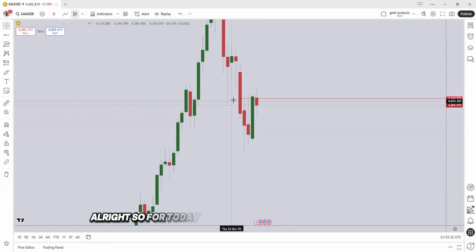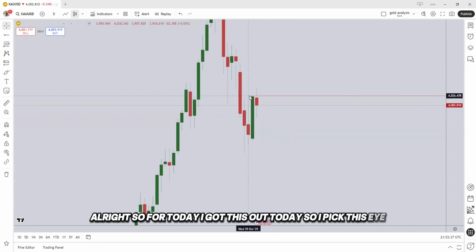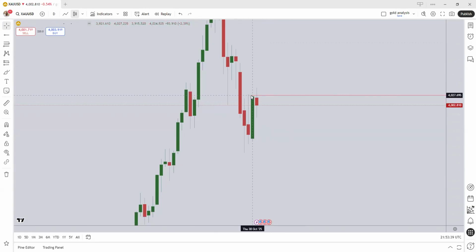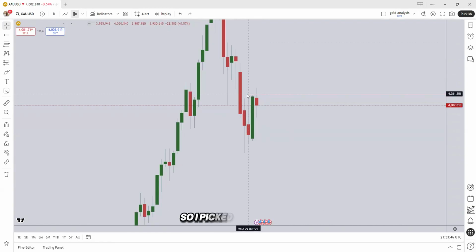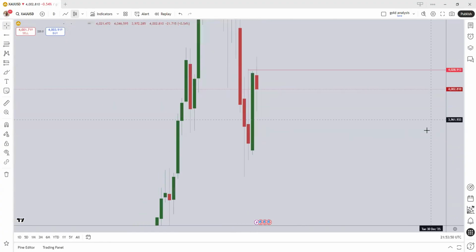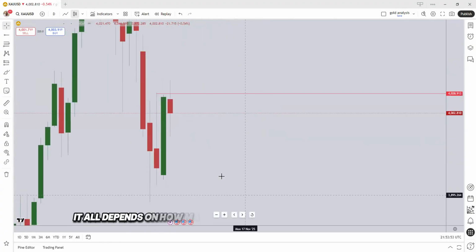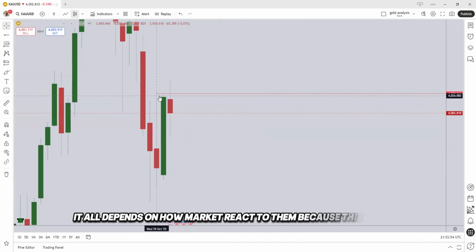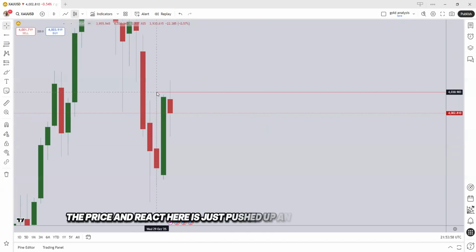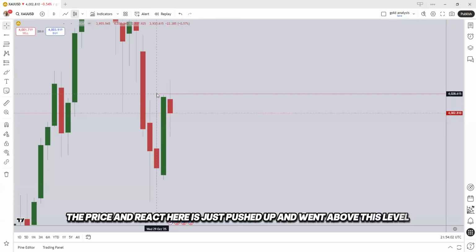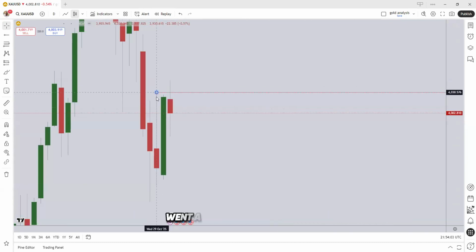So for today, how I got this sell today. So I picked this high, right? I picked this high, and then I saw that there was actually a high here too. And so I picked this instead. I mean, it all depends on how the market reacts to them, because here the price pushed up and went above this level, went above that level, right?